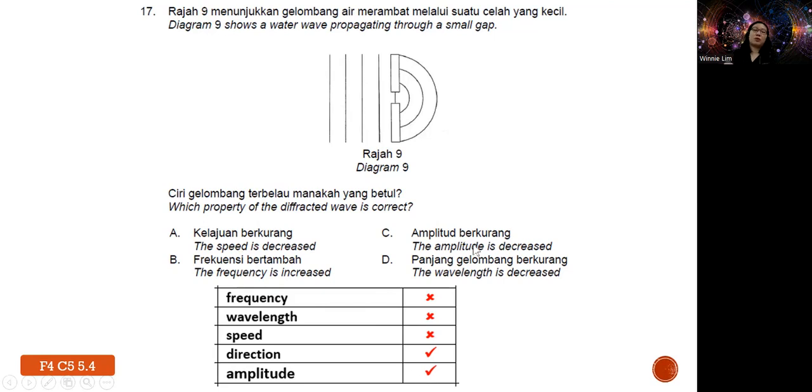Because diffraction means the spreading out of the wave when it passes through a gap or around an obstacle. So by right, it's supposed to be reduced in amplitude. The energy level decreases, causing the amplitude to decrease. So same thing, the answer is C. A, speed decreases, cannot, it's supposed to be the same. Frequency is also the same, right? Wavelength is also the same.